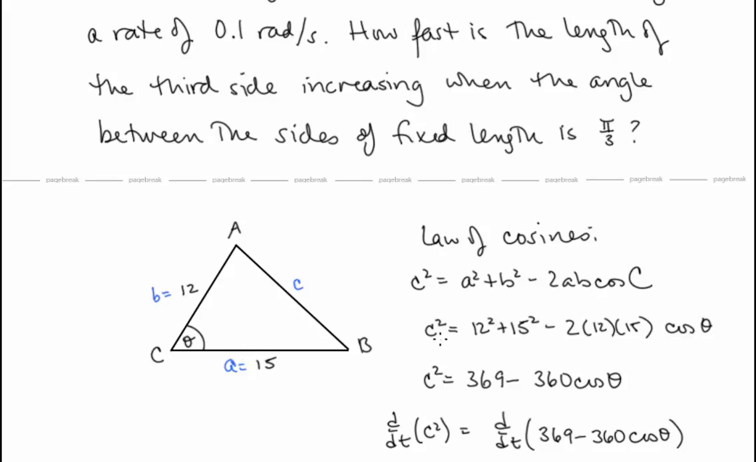So in this case, we have c squared is equal to 12 squared plus 15 squared minus 2 times 12 times 15 cosine angle theta. And so c squared is equal to 369 minus 360 cosine theta. And that's the relationship we have between this changing angle and the length of this side of the triangle. Once we have that relationship, we want to take the derivative of it with respect to time.